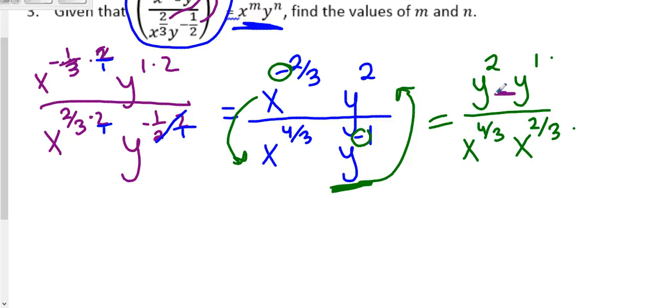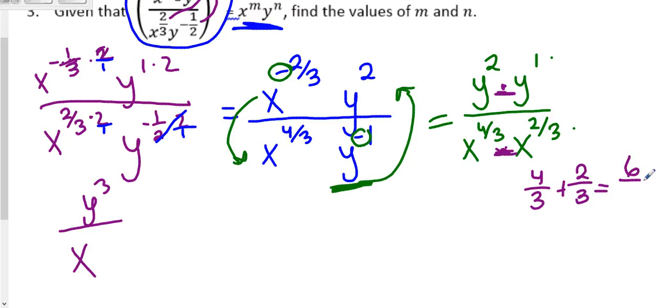First, we want to combine these 2 y's and these 2 x's. They are multiplied, so we are multiplying them, which means we're adding exponents. So on the top, we have y cubed. On the bottom, we have x to the 4/3 plus 2/3, which is 6/3. 6 divided by 3 is 2. So my new power on x is 2.